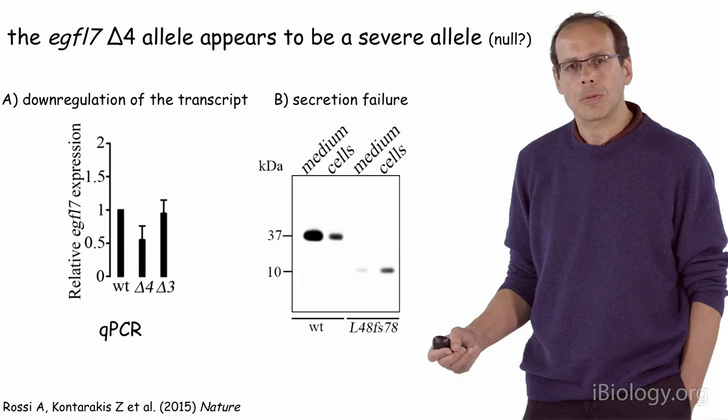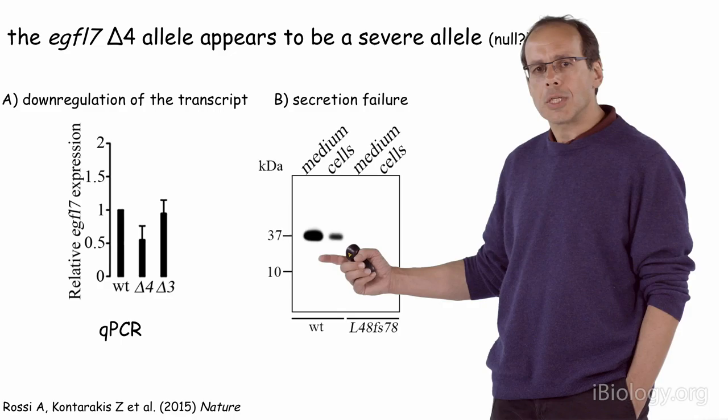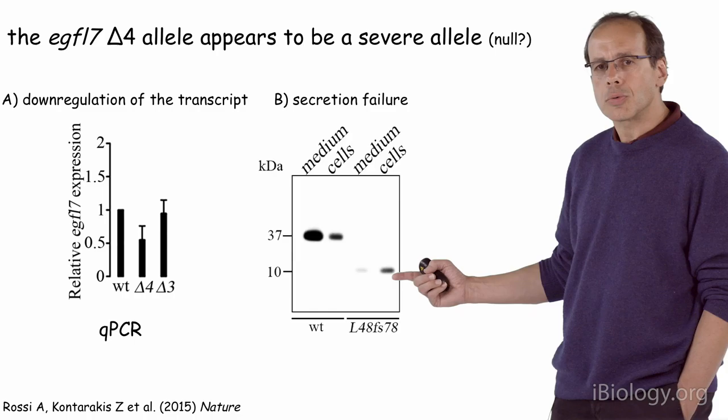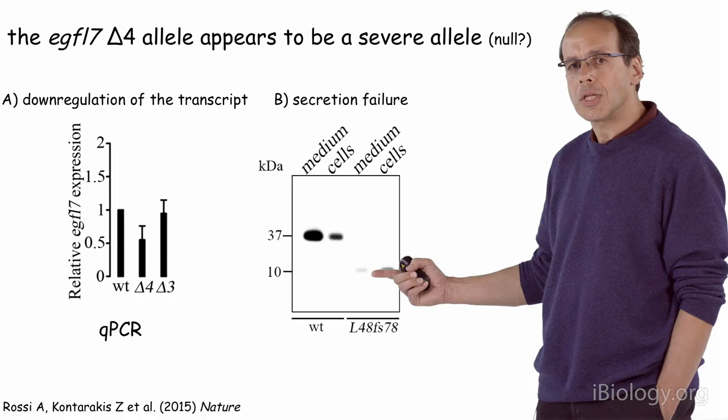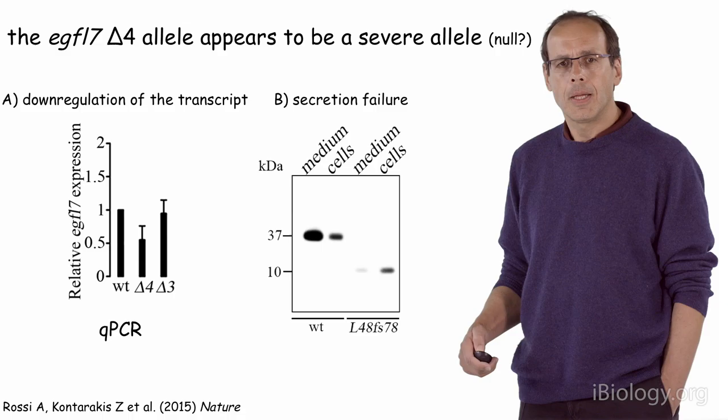If you look at the protein, we expressed both the wild type and the mutant protein in cells. And as it is a secreted protein, you can see that most of the wild type protein is present in the medium. If you look at the mutant protein, you can see there's a reduction in the level of expression, but you can see very little protein, in fact, secreted. So these two data together suggest that this delta 4 allele that we had generated could in fact be a severe allele.